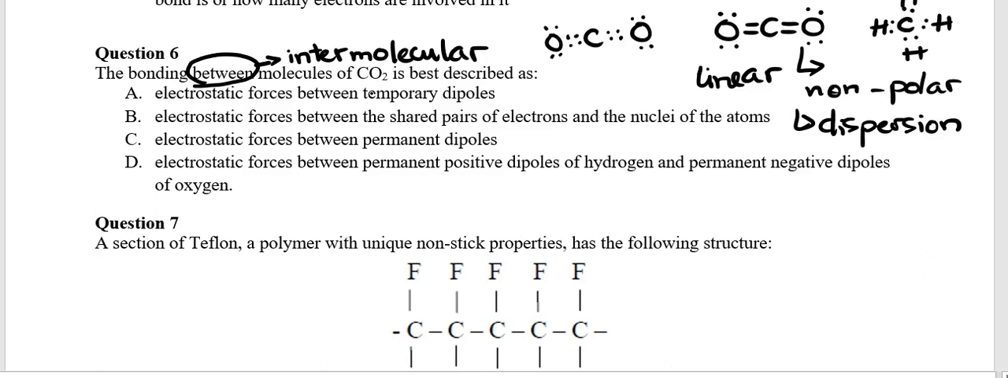Okay, let's read this. Electrostatic forces between temporary dipoles, electrostatics between shared pairs of electrons and nuclei of the atoms. B is covalent bonds, so it's not B. Electrostatic forces between permanent dipoles, that's dipole-dipole. Electrostatic forces between permanent positive dipoles of hydrogen and permanent negative dipoles of oxygen, that's hydrogen bond. The answer is A, electrostatic forces between temporary dipoles, which are created when there is an uneven distribution of electrons in an atom that induces uneven distribution of electrons in the neighboring atom. So that's a definition of dispersion.